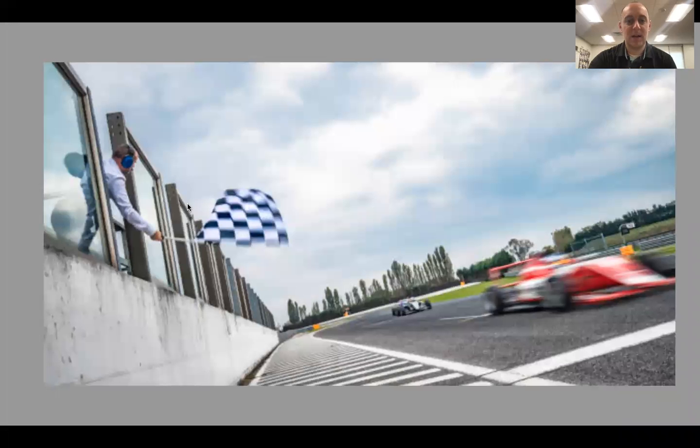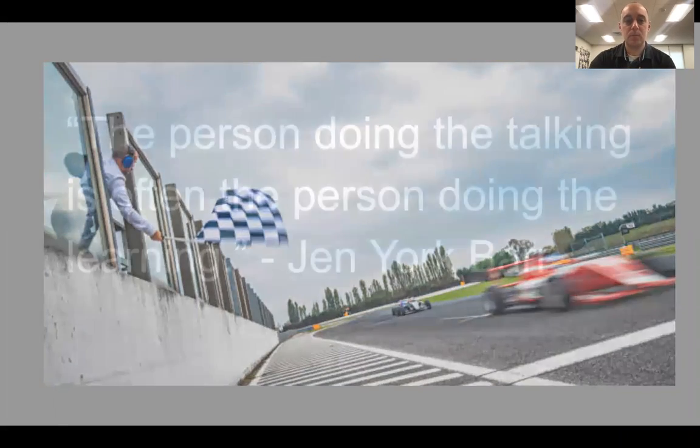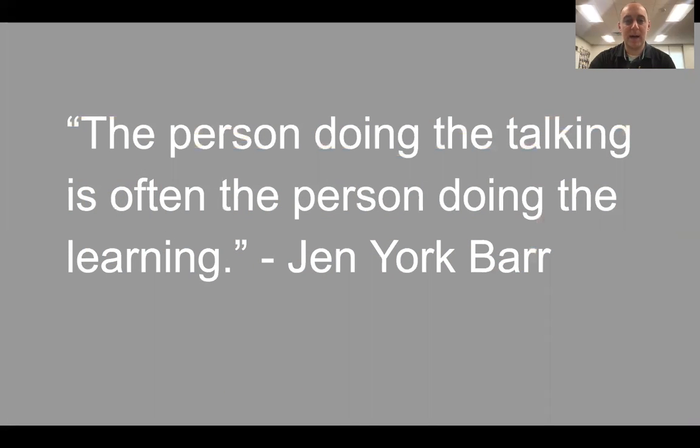Sometimes when we have a new curricular resource, it can feel as though we are up against the clock. And so we're racing. And when we race, we end up doing a lot of the talking and a lot of the thinking. Jen York Barr reminds us that the person doing the talking is often the person doing the learning. So what does that mean?